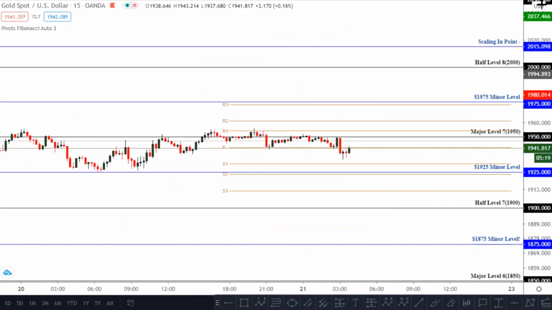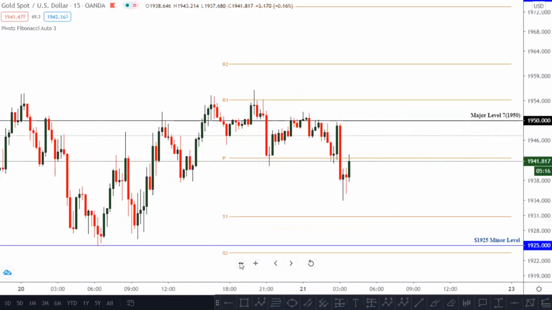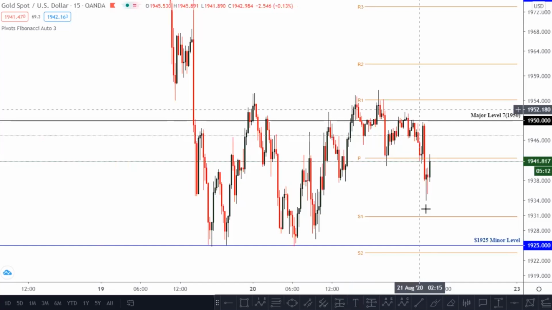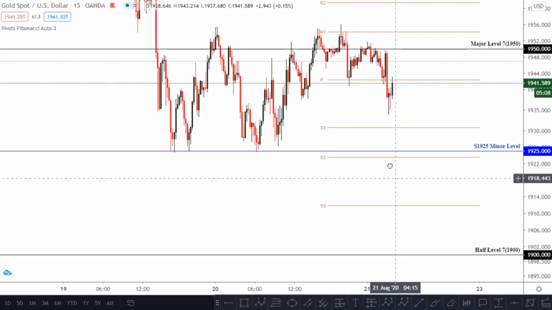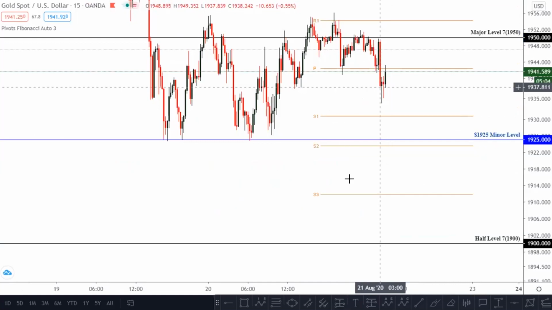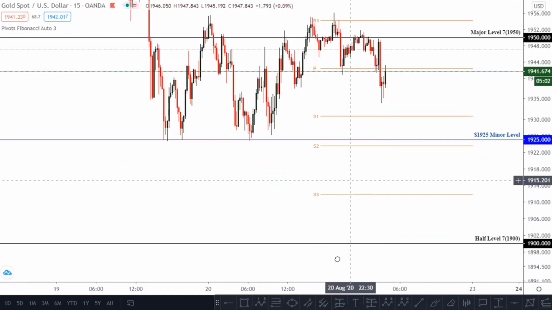So if you look at the markets for the last 2 days, we have been consolidating between 1950 and 1925. So what am I looking for? I think I'm looking for a short to 1910 before the end of the day, 1900. So this is about 400 pips if you have the balls to execute this trade.